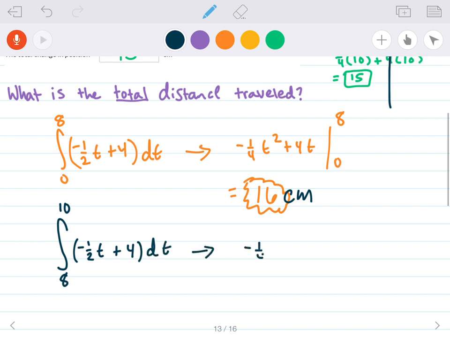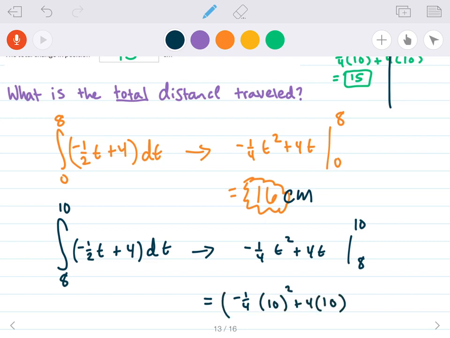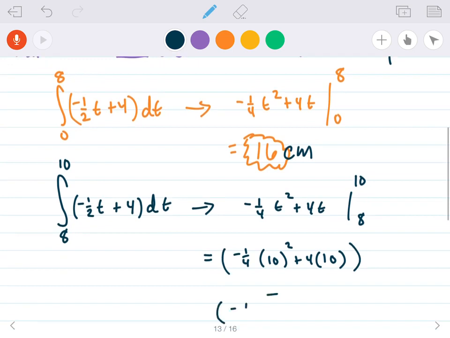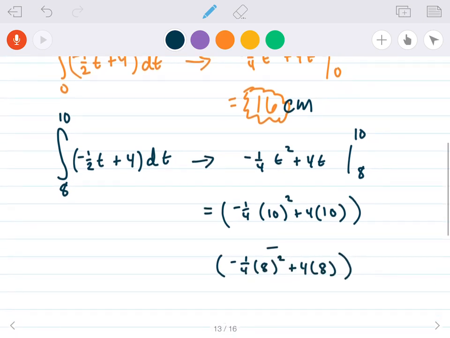Okay, so we have our antiderivative. We might have to do some more work because we don't have 0 on the bottom here, but that's okay. We have negative a fourth times 10 squared plus 4 times 10. We're going to take this answer and subtract off negative 1/4 times 8 squared plus 4 times 8. And that's going to give us negative 1. Remember that integrals take signs into account, right? So what does negative 1 centimeters mean? Well, all it means is that I traveled 1 centimeter in the opposite direction than when I started, right?